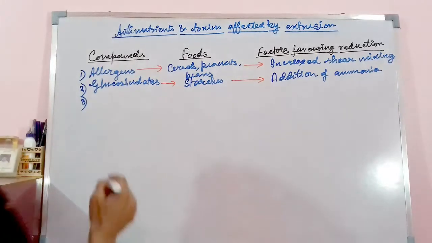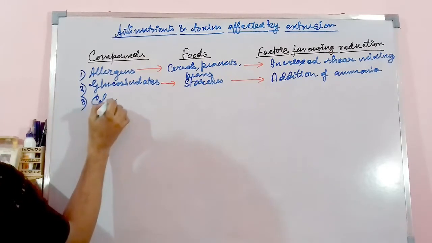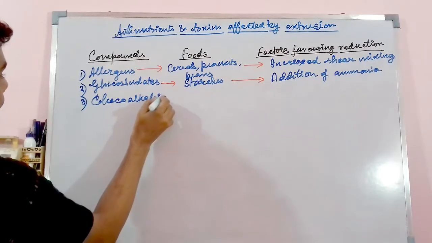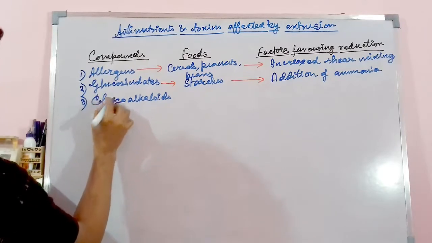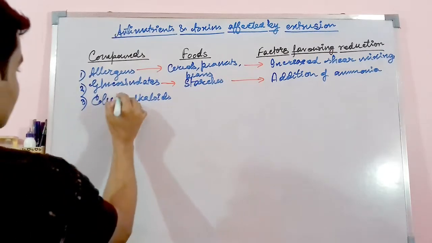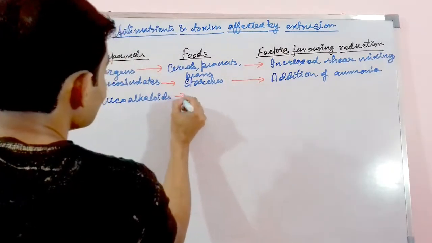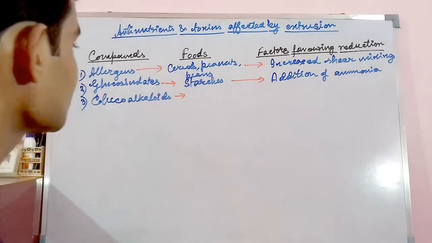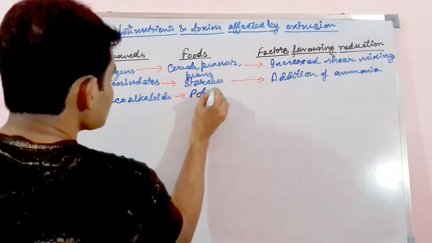Now, thirdly we have glucoalkaloids. These glucoalkaloids are found particularly in the case of potatoes.